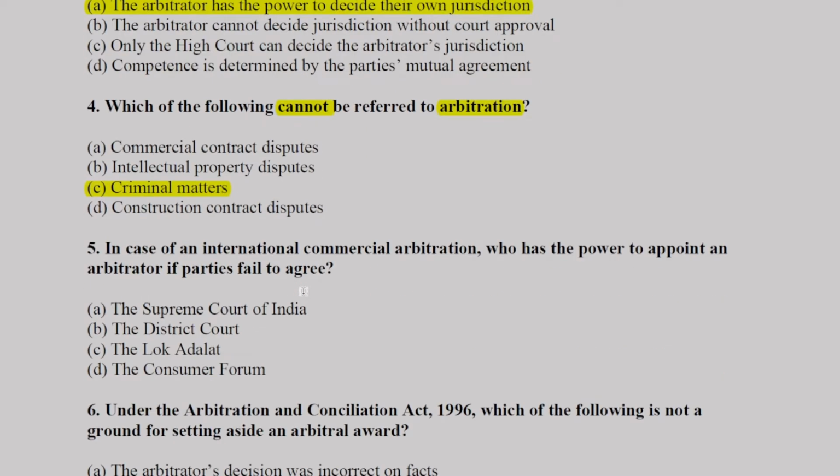In case of international commercial arbitration, who has the power to appoint an arbitrator if the parties fail to agree? The Supreme Court of India, the District Court, the Lok Adalat, the Consumer Forum. So the answer is A, the Supreme Court.